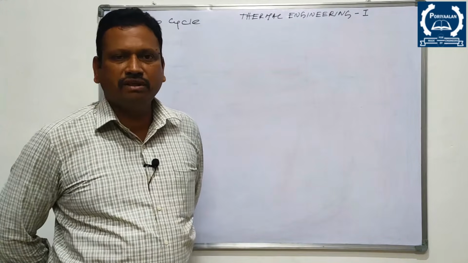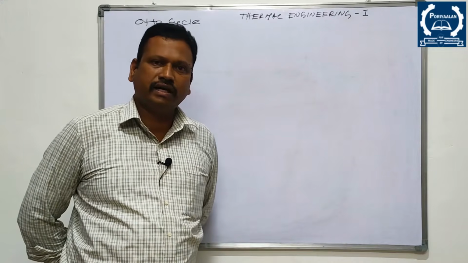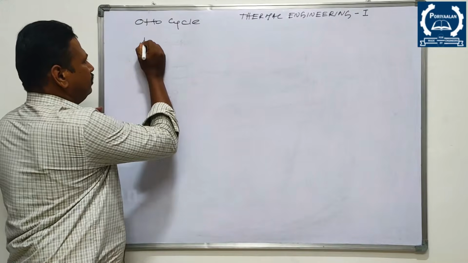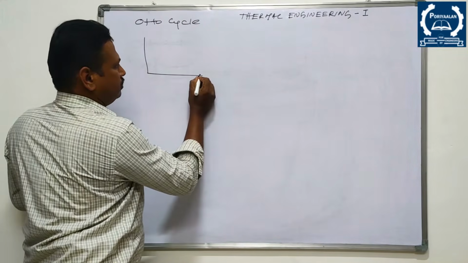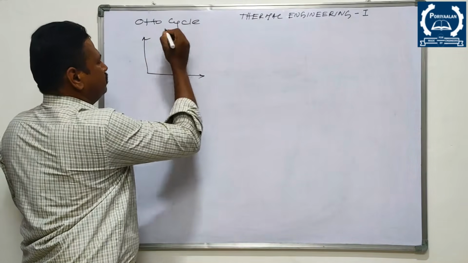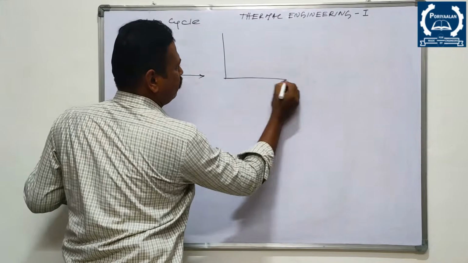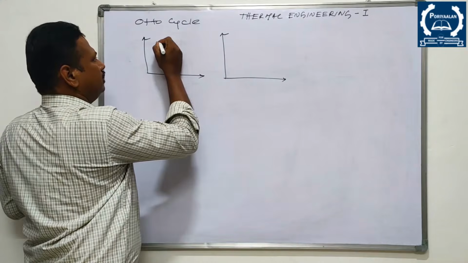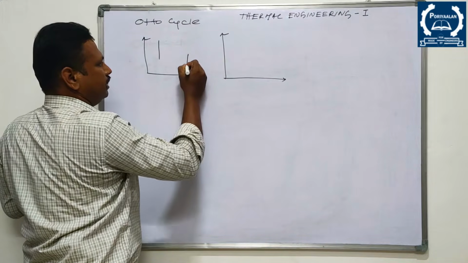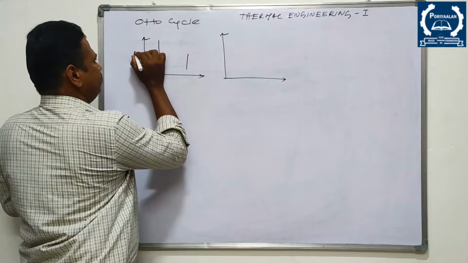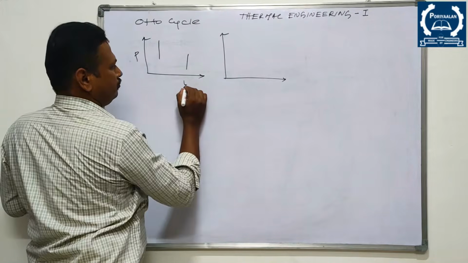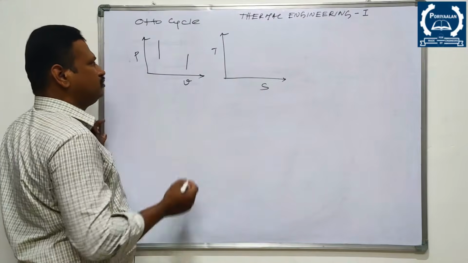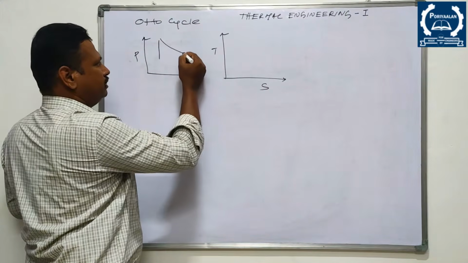Let me start with the PV diagram and TS diagram first. So this is your PV diagram. You can observe how I am starting with the diagram. Let me start with the two vertical lines. This is the PV diagram. This is the TS diagram. I am starting with two vertical lines, then I am joining these two.